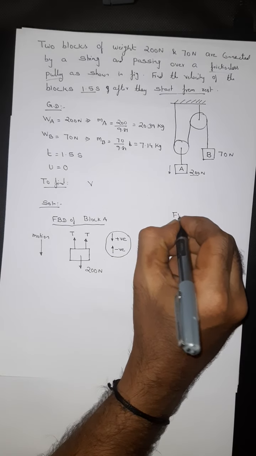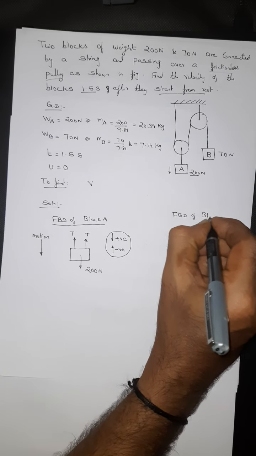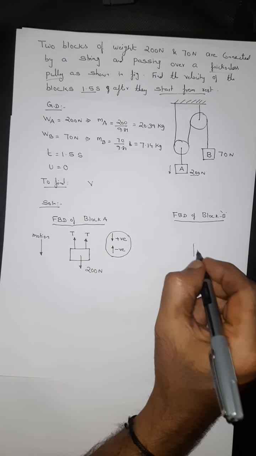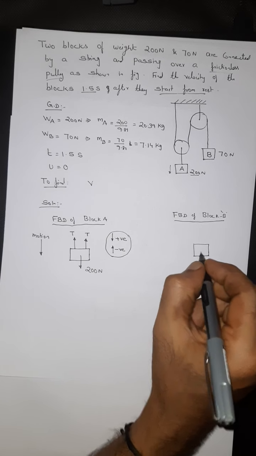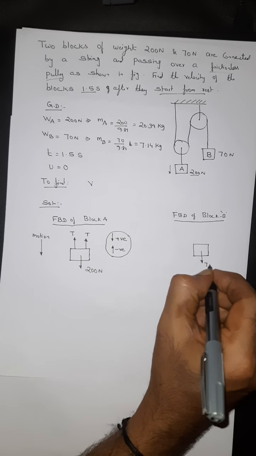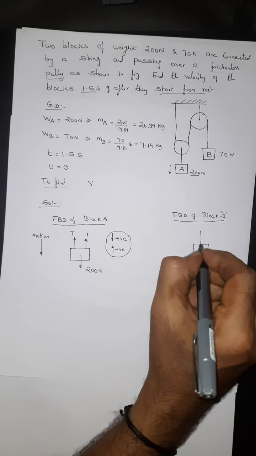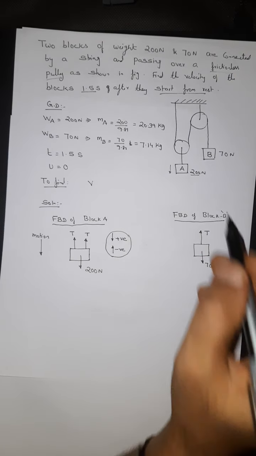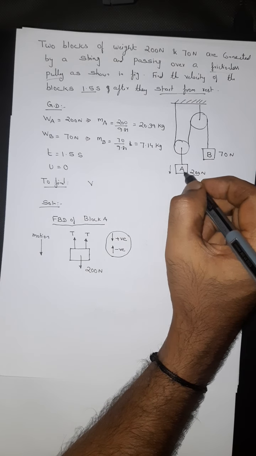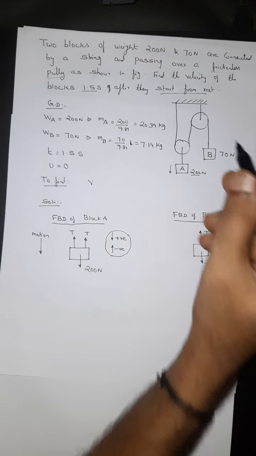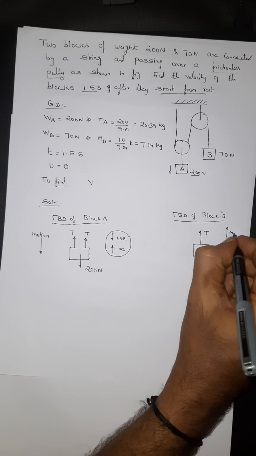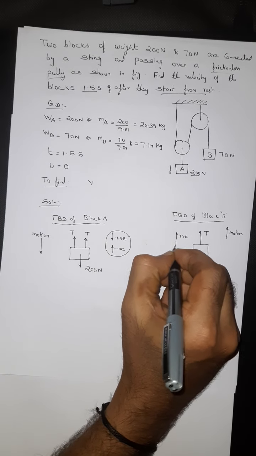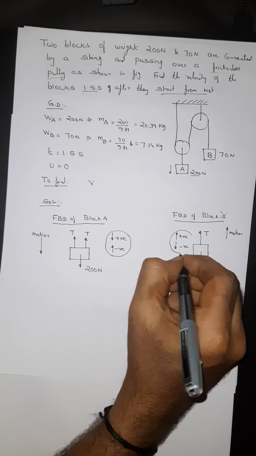Okay. Let me draw the free body of block B. So block B, its own weight acts vertically downwards, 70 Newton. The string is attached, so tension acts away from the body. When block A moves downwards, block B goes upward. So the motion of block B would be upward. So upward direction will have positive value, downwards will have negative value. Clear?